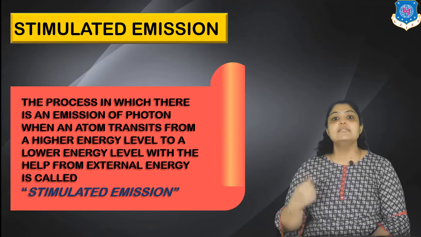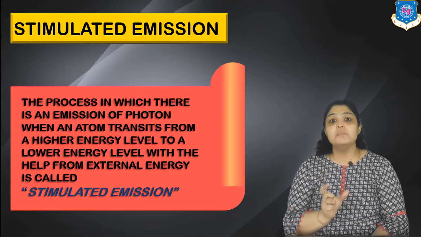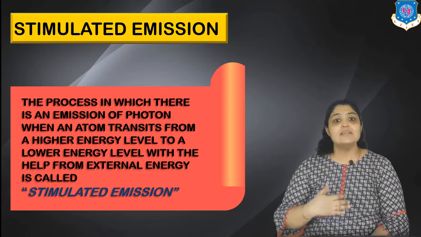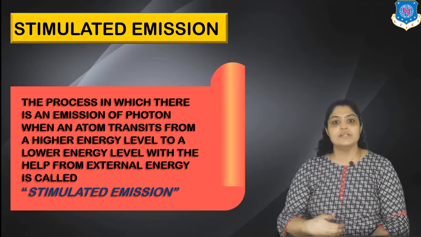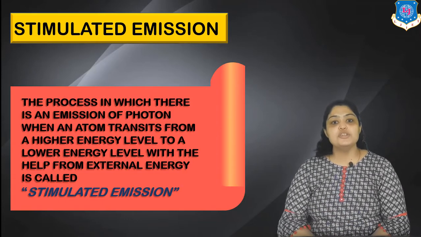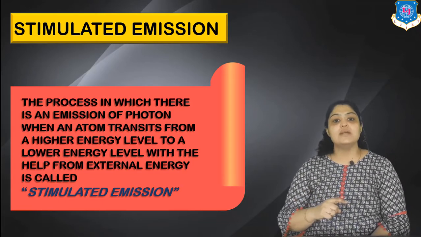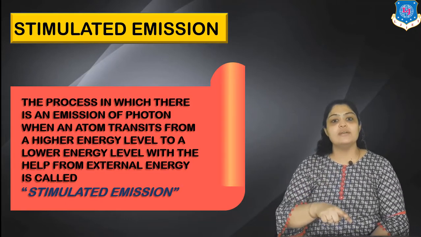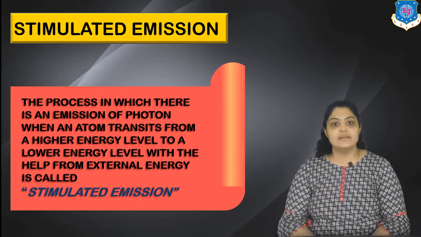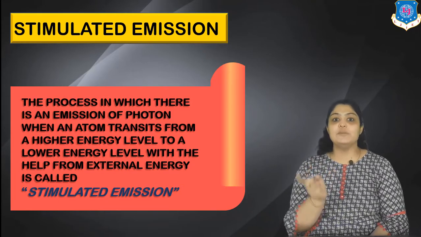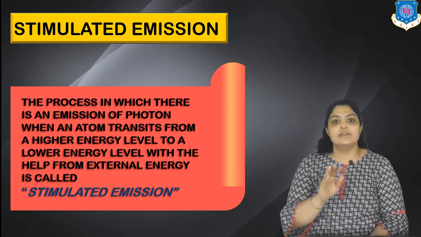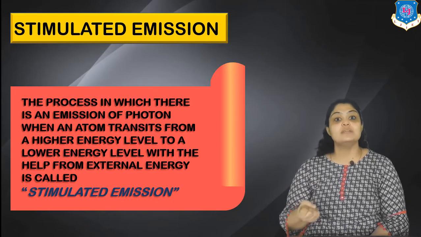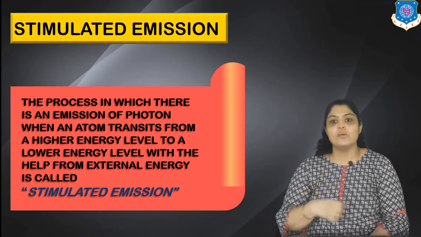Now let us move on to the third process which was proposed by Einstein. This is known as stimulated emission. What do you mean by the word stimulated? Something that doesn't happen on its own. You have to initiate, you have to push it so that it occurs. So this process in which there is an emission of a photon when an atom transits from a higher energy level to a lower energy level with the help of external energy is called stimulated emission. So there is only one basic difference between spontaneous and stimulated emission. Stimulated requires external energy. The term itself says you are stimulating, you are initiating with someone's help.